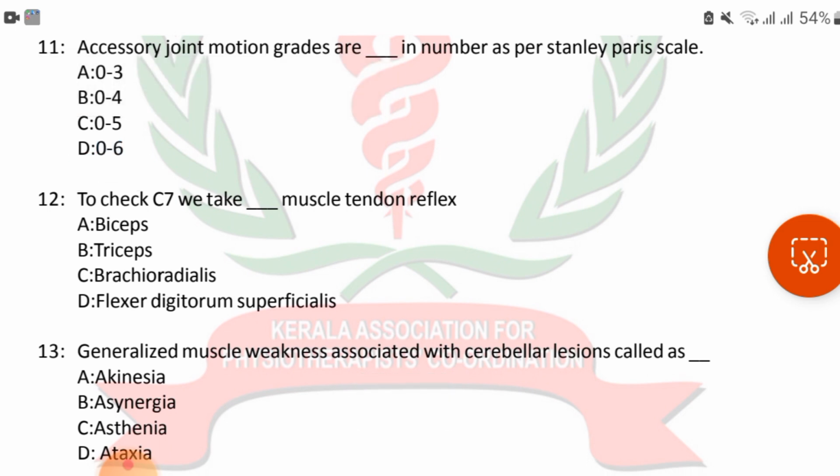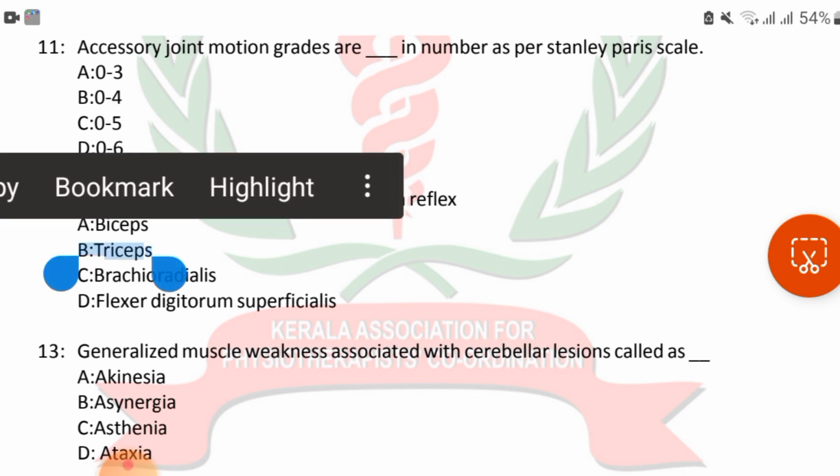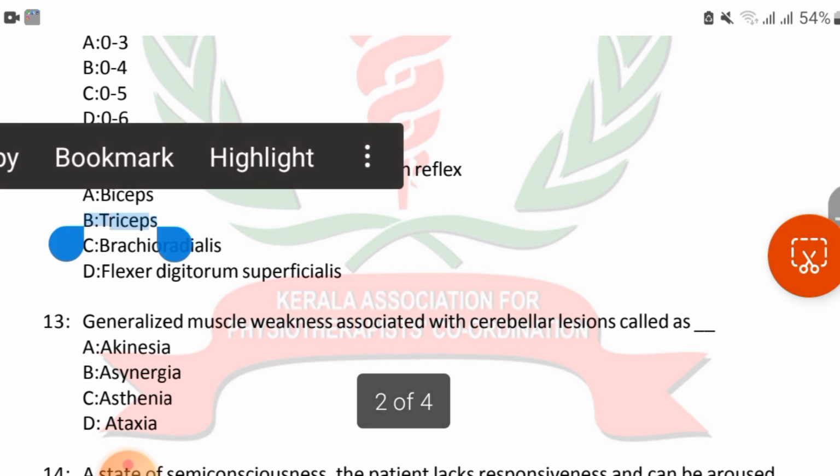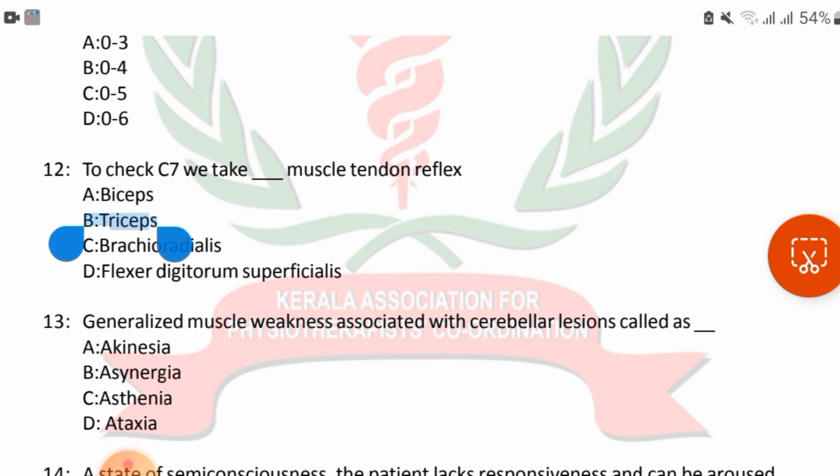Let's move towards MCQ number 12. To check C7, we take dash muscle tendon reflex. Option A is biceps, option B is triceps, option C is brachioradialis, option D is flexor digitorum superficialis. So the correct answer for the C7 muscle tendon reflex is from triceps, option B. The correct option is B for MCQ number 12, that is triceps.